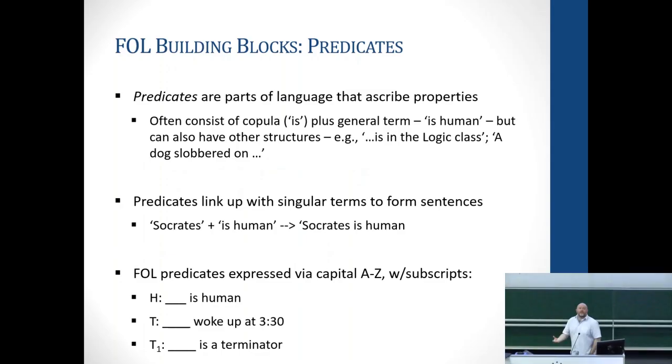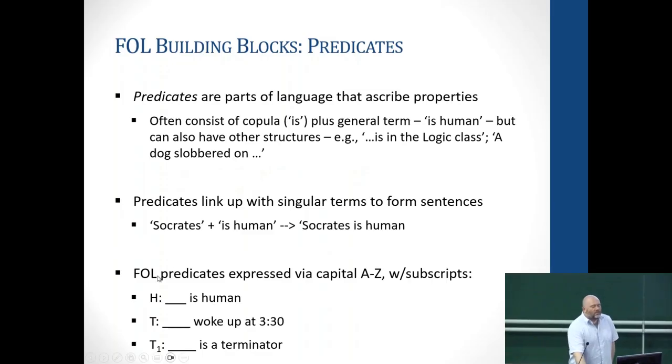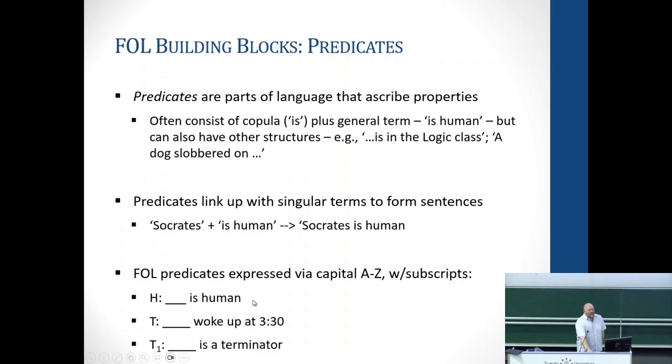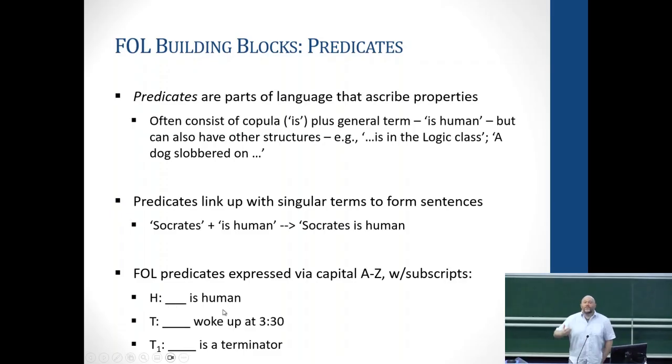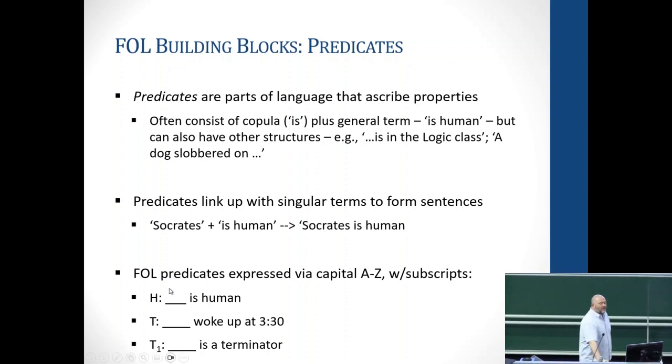In FOL symbolization keys, we'll express them as capital letters. We can use the subscript, and it will tell us what the English predicate is that they're expressing. So capital H here is expressing is human, T expresses woke up at 3:30, and T1 is a terminator, just as an example. Make sense? So good so far? Okay, going slow because it's important we get this basic stuff right.